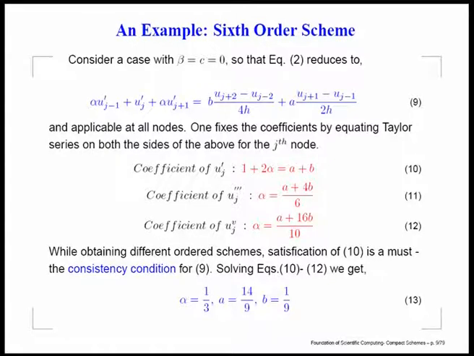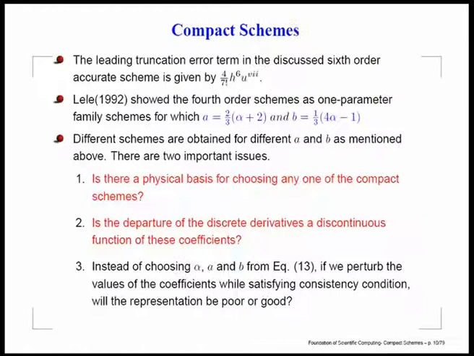Satisfaction of 10 is a must, and this is what we call the consistency condition, and this was a unique scheme given here, alpha, a and b. And we talked about that the leading truncation error is the seventh derivative term, that is why it is called a sixth order scheme.